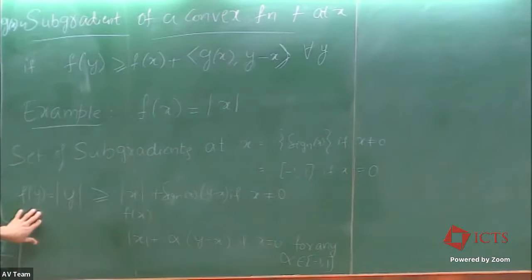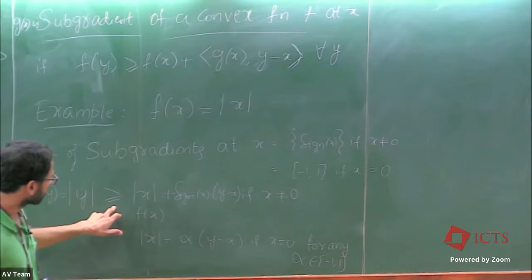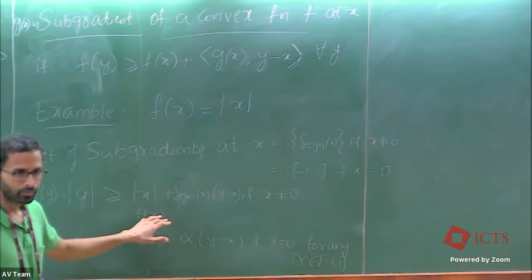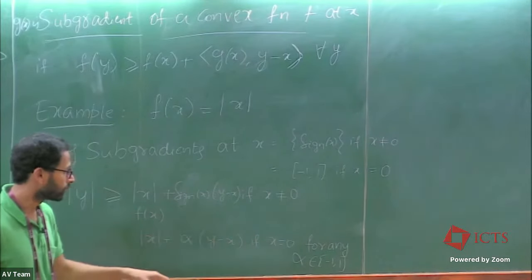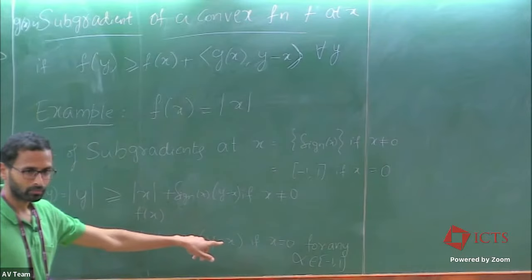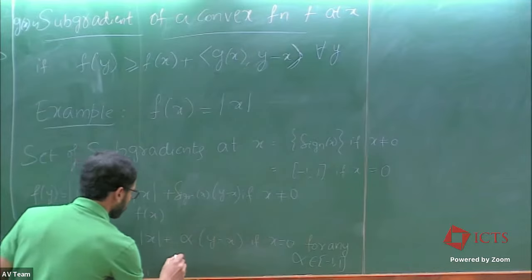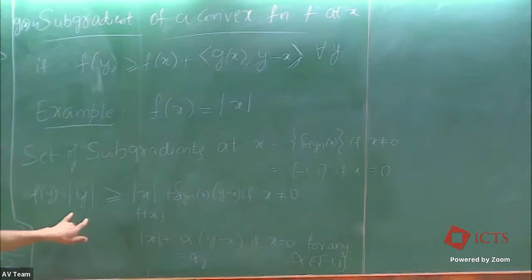What this means is that we look at the function value f at any point y, which is equal to mod y. It can be shown that this is greater than or equal to mod x plus sign of x times y minus x if x is not equal to 0. And this is greater than or equal to mod x plus alpha times y minus x if x is equal to 0, for any alpha between -1 and 1. If x is equal to 0, this is actually just equal to alpha y. And if alpha is between -1 and 1, then mod y is always greater than or equal to alpha y.